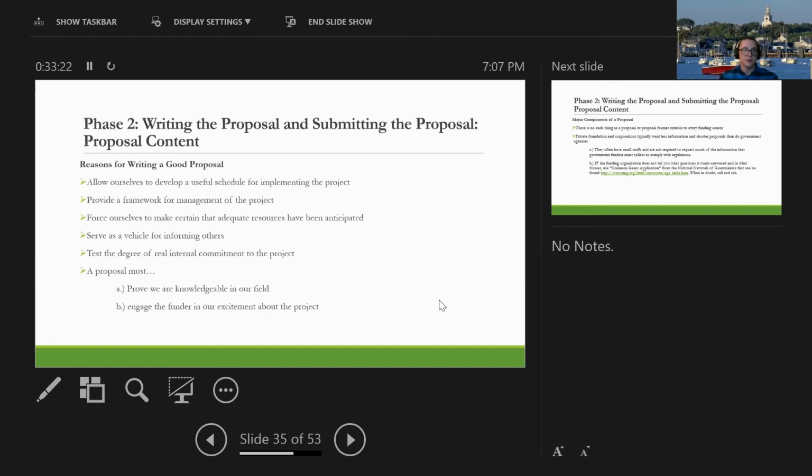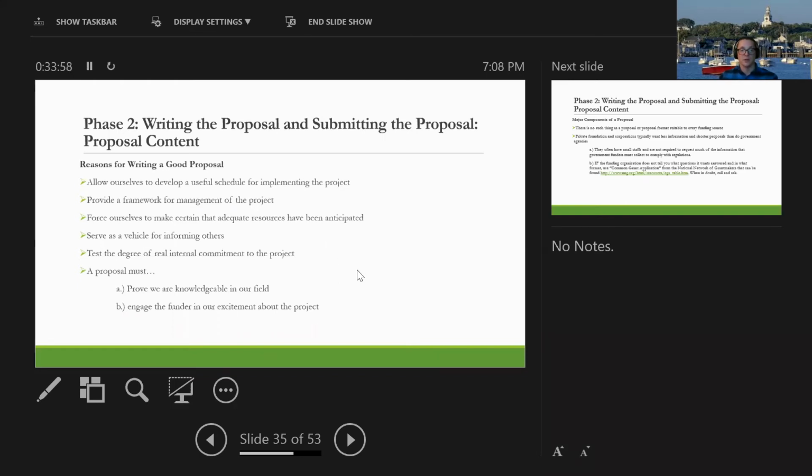Serve as a vehicle for informing others, test the degree of real internal commitment to the project. Listen, you really need buy-in from your organization, especially those that you're going to depend on to carry out that implementation or facilitation of the proposed project. If you don't have that buy-in and people just kind of eye roll it or brush it off or make it a very end-of-the-list priority, there's going to be some frustration real quick when reporting based off an awarded project is coming due.